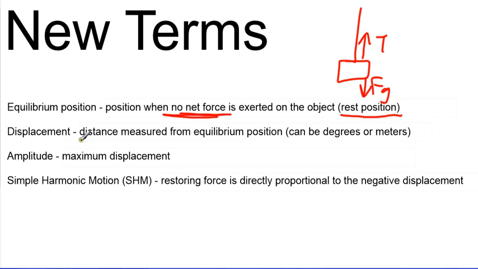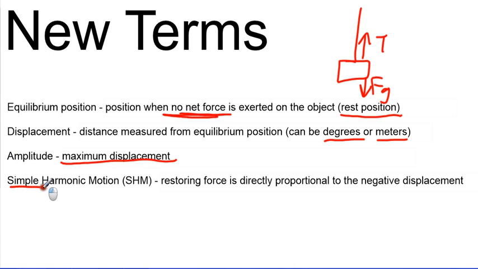Displacement, this is the distance measured from the equilibrium position. For us, it's typically going to be easier to measure in degrees rather than in meters, where we would have to be measuring the arc distance, and that's not going to be fun for us. So we typically stick with degrees for pendulums. And the amplitude is simply the maximum displacement. So displacement, just how far it is from the rest position. The greatest displacement is your amplitude.